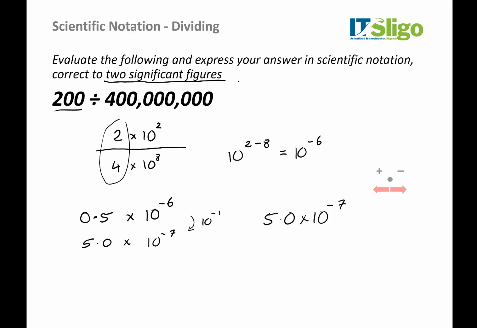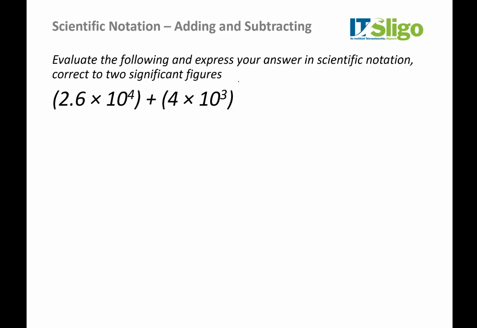We'll take a look now at adding. Adding can be tricky, and there's two ways to go about it. I'll quickly show you the slow way, but it still works. The slow way, guys, is to convert both back into whole numbers. Decimal point moves 4 places. Decimal point moves 3 places. Add them together. And then convert back into scientific notation.